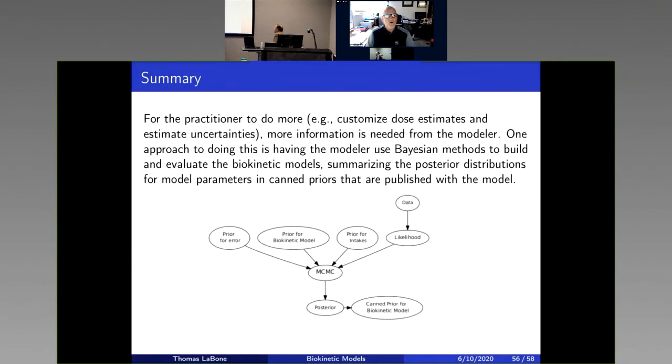So the summary: the whole purpose of this was for practitioners to do more. As a practitioner, I'm being asked to do more, like customized dose estimates and uncertainty estimates, and I need more information from the modelers. I feel that as practitioners, we should not be coming up with flat, uninformative priors just to be able to turn the Bayesian crank. If we're going to do this, I need more help from the modeler. One approach is having the modeler use these Bayesian methods to build and evaluate the biokinetic models, summarize the posterior distributions in this canned prior form, and publish it with the model.